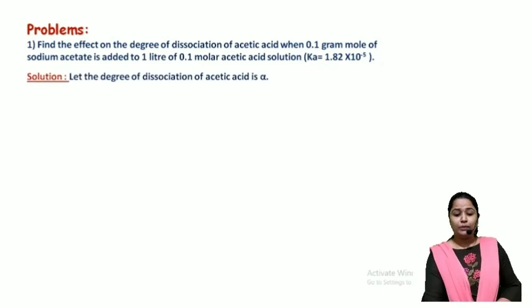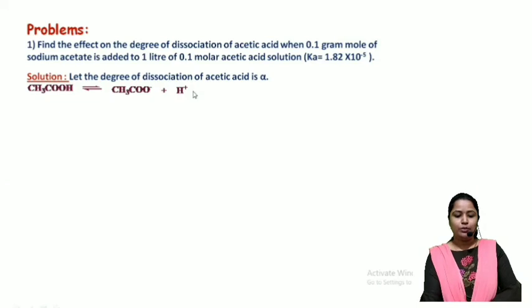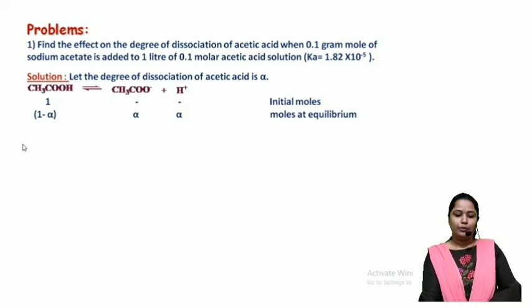Let the degree of dissociation of acetic acid be alpha. Here acetic acid in aqueous medium dissociates partially and it is in equilibrium with its ions CH3COO minus and H plus ion. Let's write initial moles and moles at equilibrium. Initially only acetic acid is present. The moles of acetic acid at equilibrium are 1 minus alpha and the moles of ions at equilibrium are alpha, and it is the concentration at equilibrium.